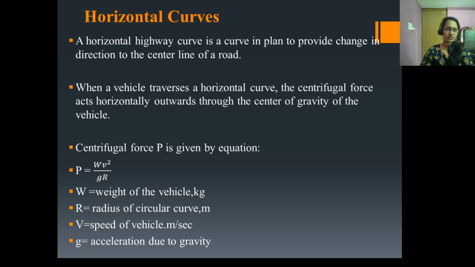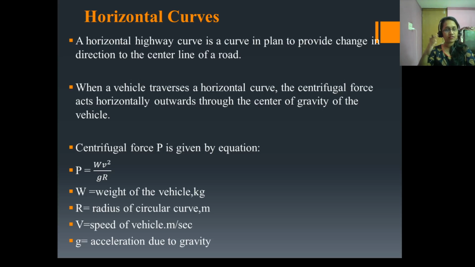So coming to the horizontal curve. A horizontal curve is a curve in plan to provide change in the direction to the center line of a road. Now when a vehicle traverses a horizontal curve, the centrifugal force will act horizontally outwards through the center of gravity of the vehicle. The centrifugal force developed will depend on the radius of the horizontal curve and the speed of the vehicle negotiating the curve.